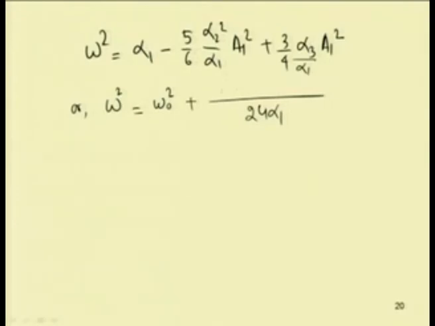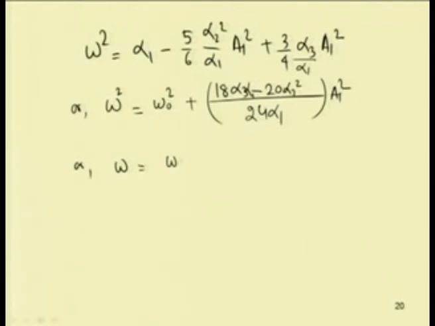So, this becomes 3 into 8 alpha 3 minus 5 into 4, so this becomes 20 alpha 2 square, by alpha 1 here. So, this is alpha 3 alpha 1, into a 1 square. Or we can have this omega, so this will become omega 0 square, or root over this thing if I will take.